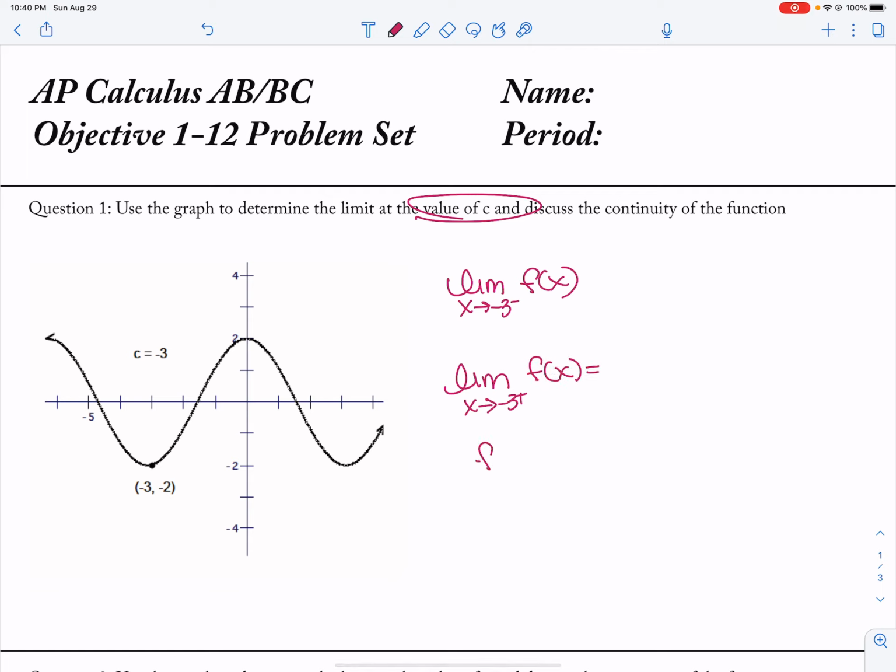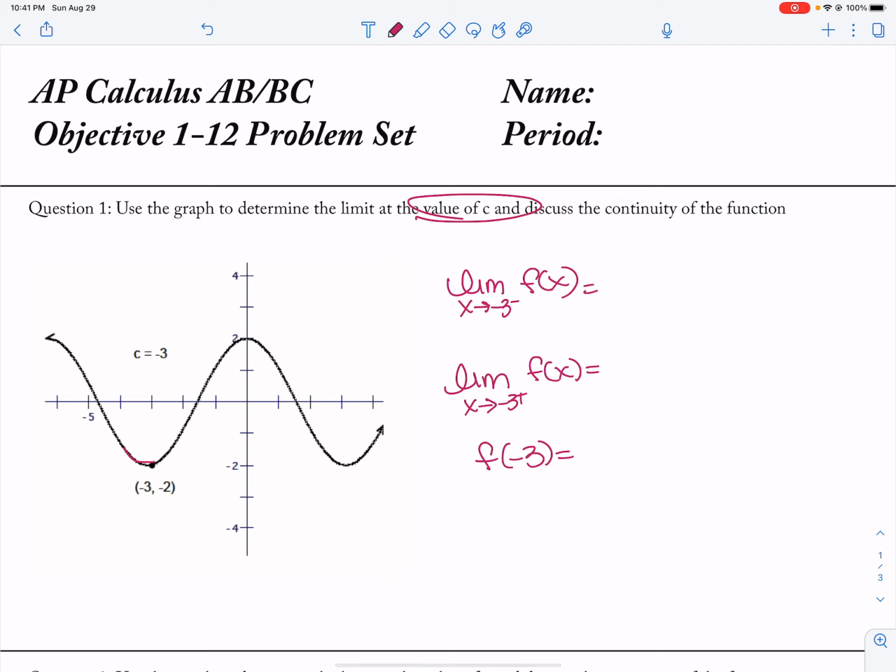And then I want to check what f of -3 is equal to. Hopefully, if I get all of those values to be the same, then the function is continuous. If I don't get all three of those values to be the same, then the function is not continuous.